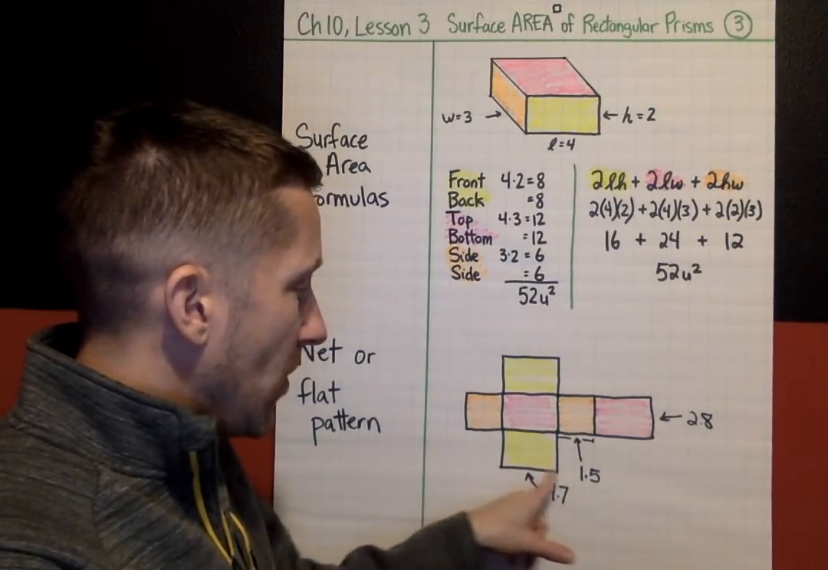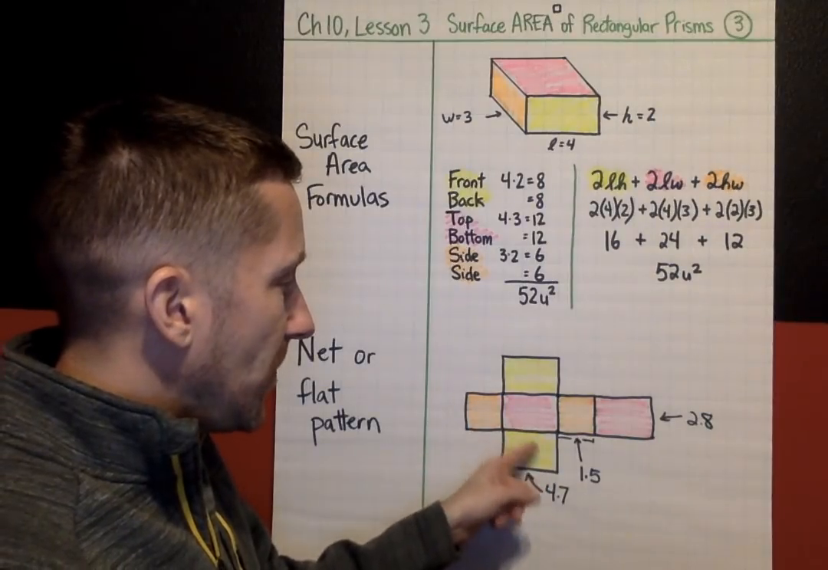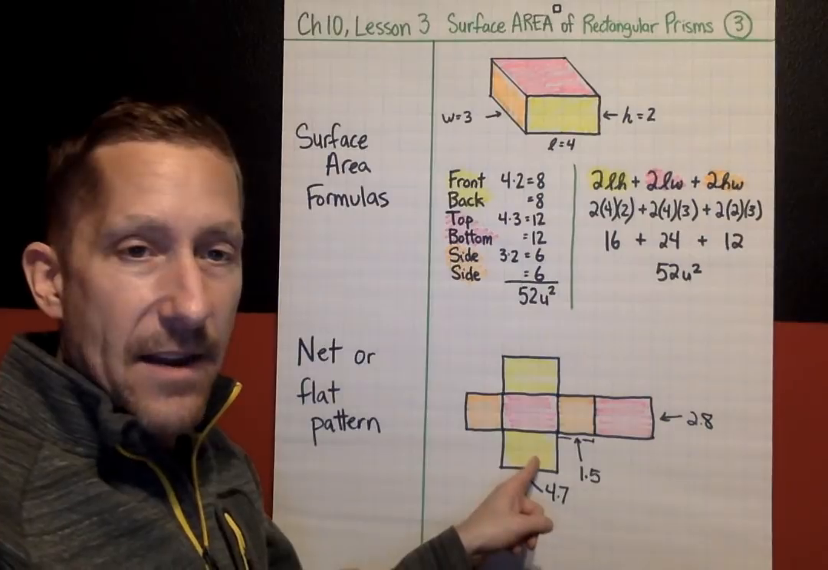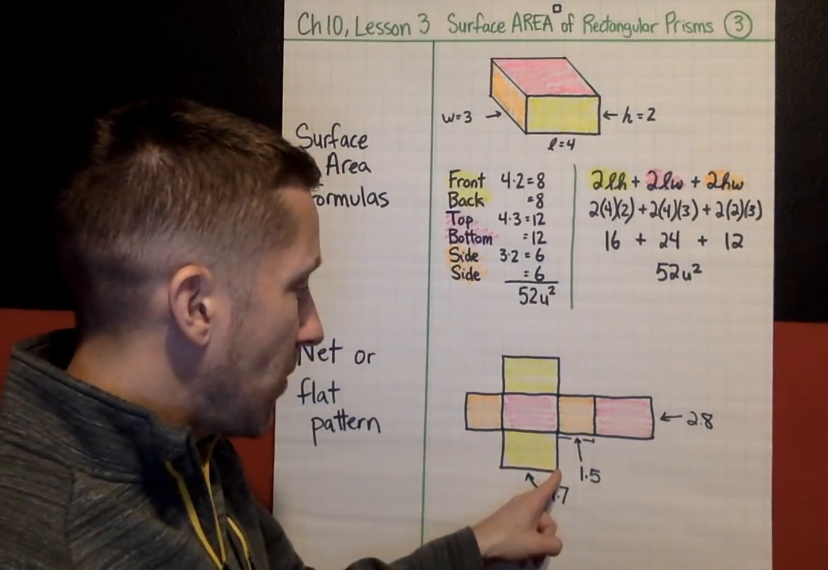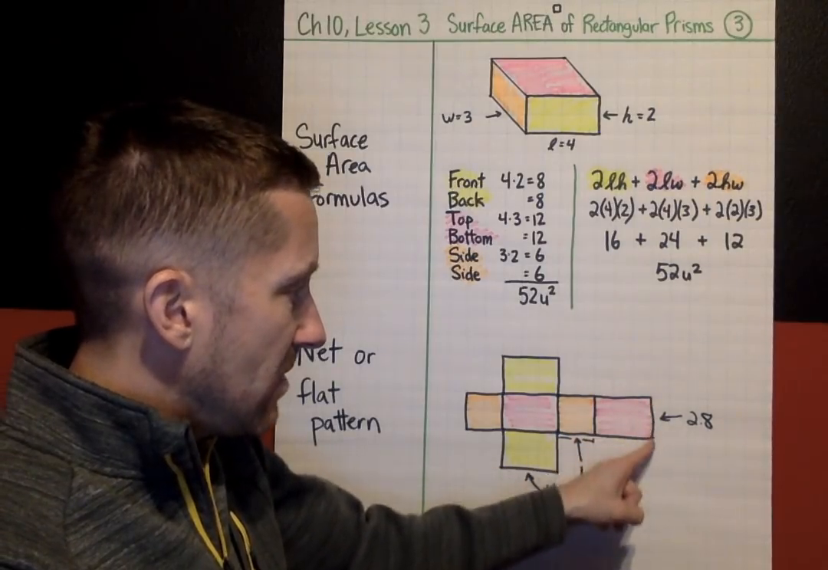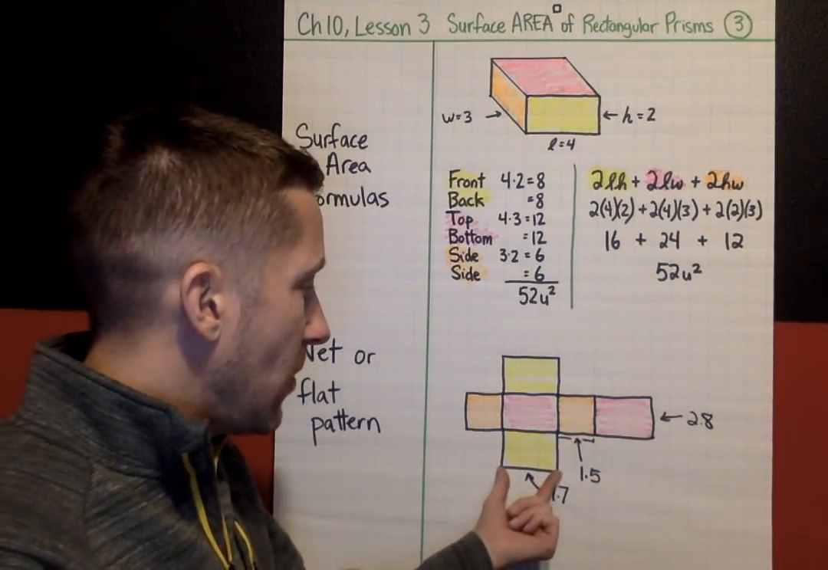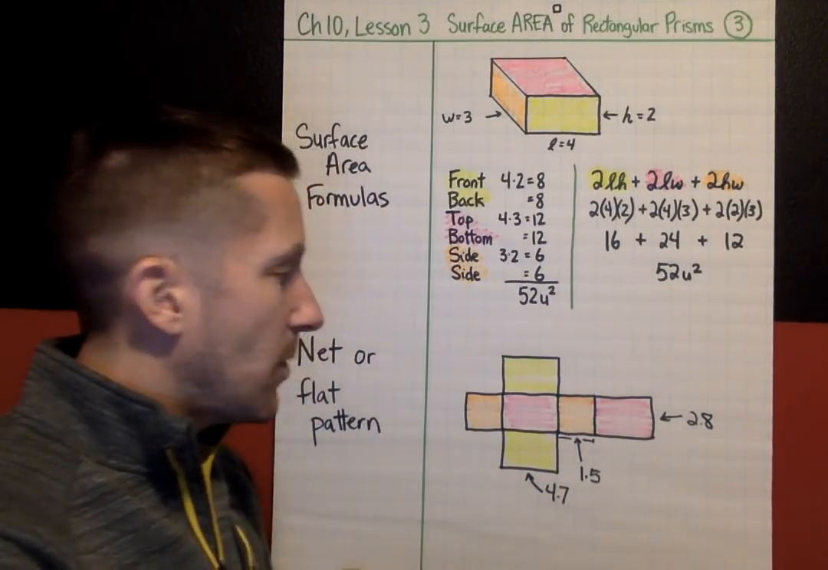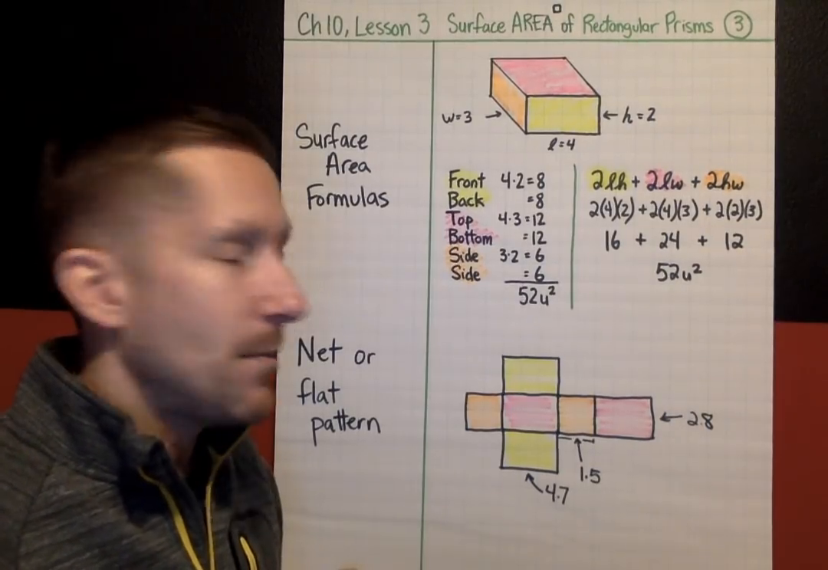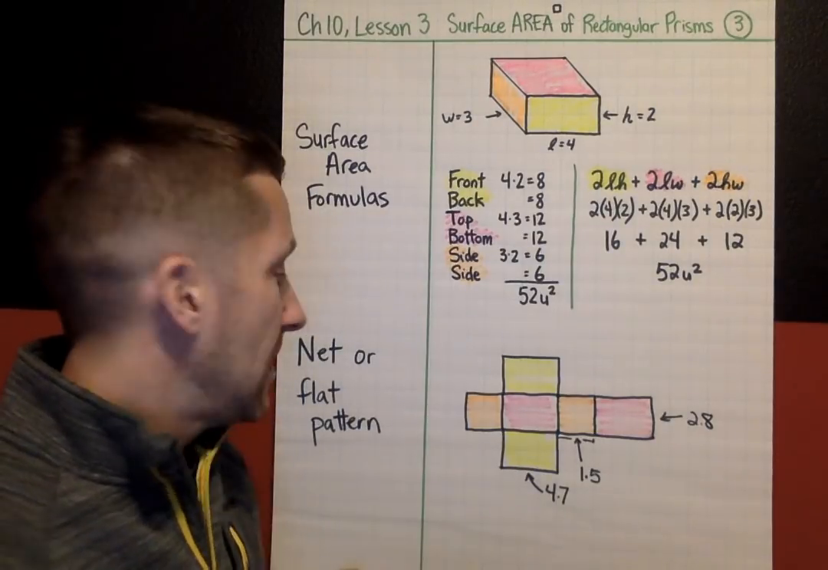Look at the yellow rectangle. Well, it's 4.7, and I don't see this, it's not labeled. But if you were to fold this up, this side would match this one. So to find the area of the yellow, I would do 4.7 times 1.5. Pink, I know this amount, and if I were to fold it all up, this 4.7 would be the same as that 4.7. So sometimes you've got to do some thinking about, well, what lines match up? All you need are 3 dimensions. You need the length, the width, and the height.